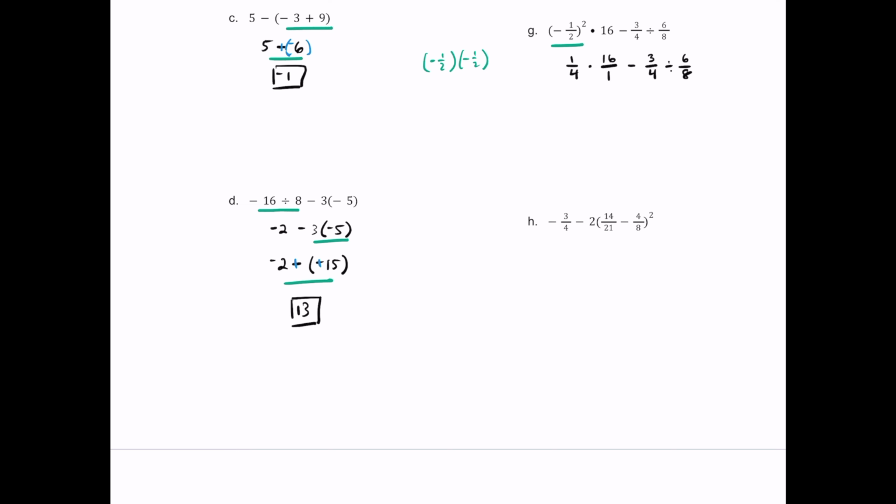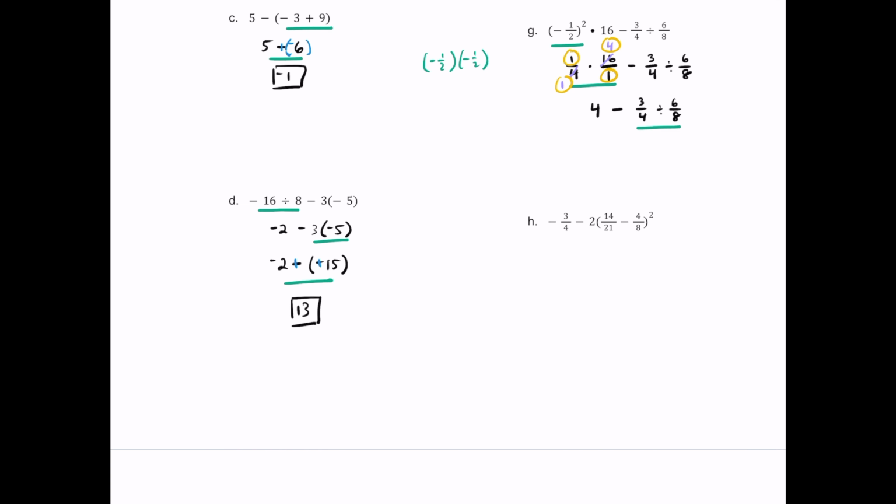And then now we have a multiplication, a subtraction, and a division. And multiplication, division are equally important. I'll go left to right. Looks like we can cross cancel. That's a 1. That'll be a 4. So we have 1 times 4 is 4. 1 times 1 is 1. So 4 over 1 is just going to be 4 minus 3/4 divided by 6/8.